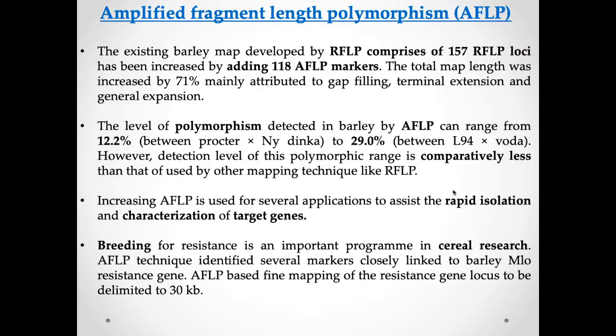Some more examples of AFLP. For example, 157 RFLP markers have been identified, and they have been increased by adding 118 AFLP markers in barley mapping. There's KVK, in India we have a lot of KVKs and very big research is going on, if somebody is doing plant biotechnology, something to do with them.